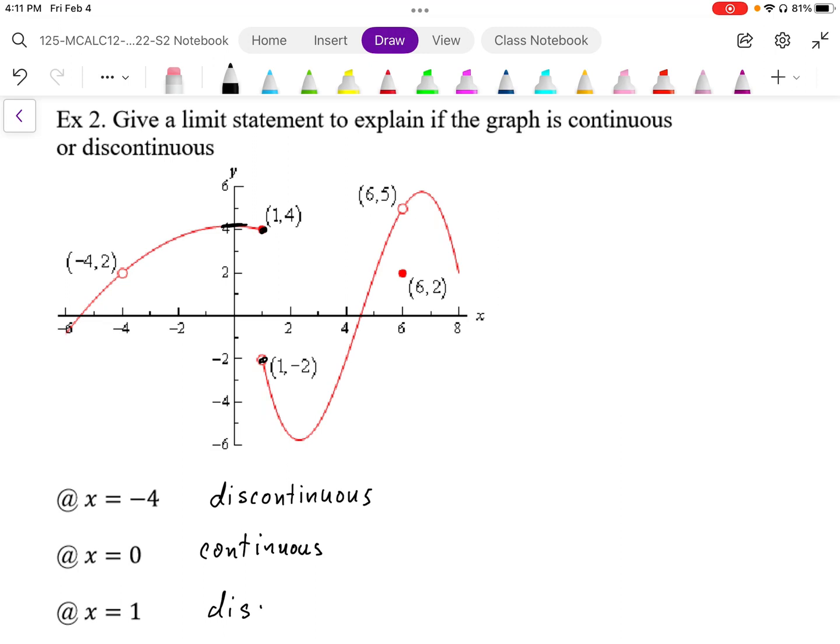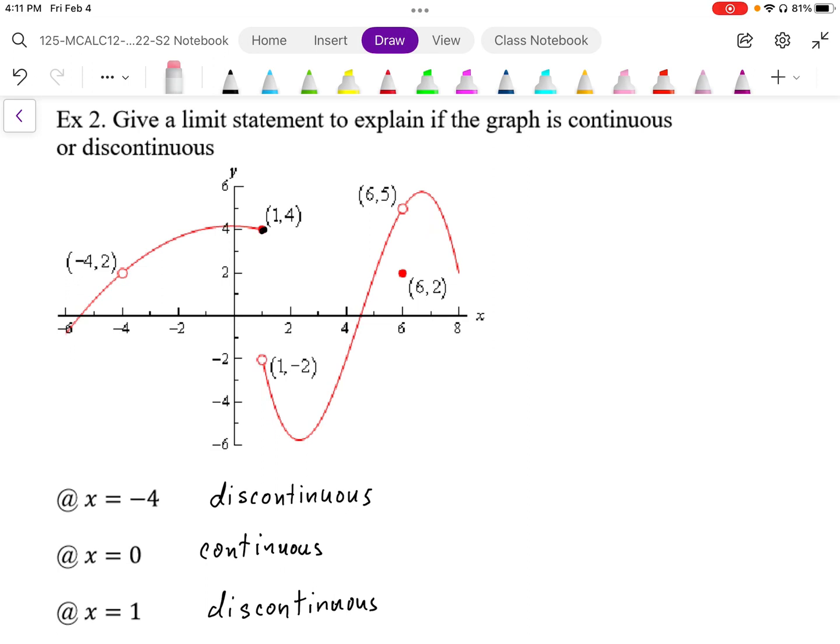Now, the type of discontinuity is different at -4 and at 1. And I'll explain how we can actually differentiate those using a limit statement, but in the end, we'd really just need to show that it's discontinuous.